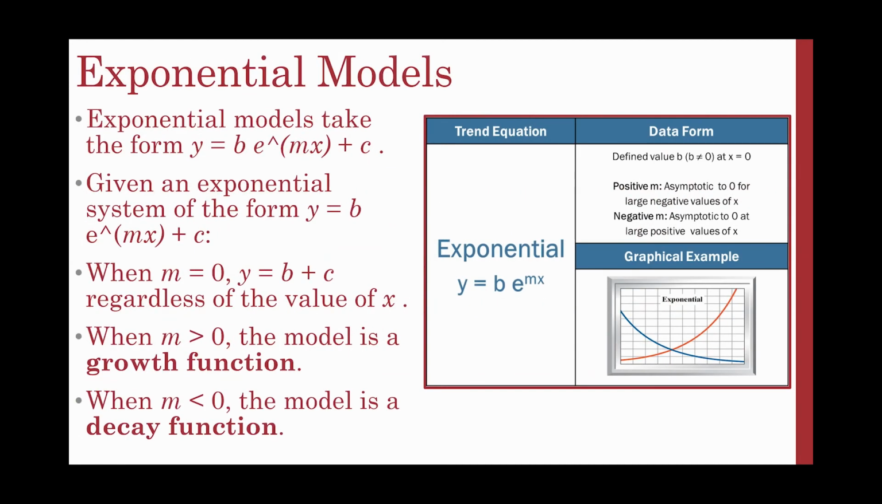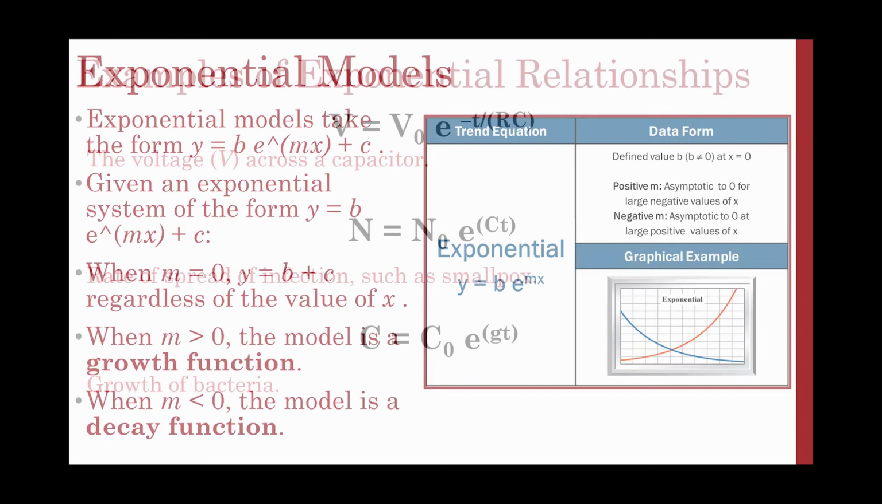So an exponential model takes the form of y equals b times e to the mx. Given an exponential system in the form of y equals b e to the mx plus c, when m is 0, y is equal to b plus c regardless of the value of x, so you get a constant. When m is greater than 0, the model is a growth function. When m is less than 0, we have a decay function.